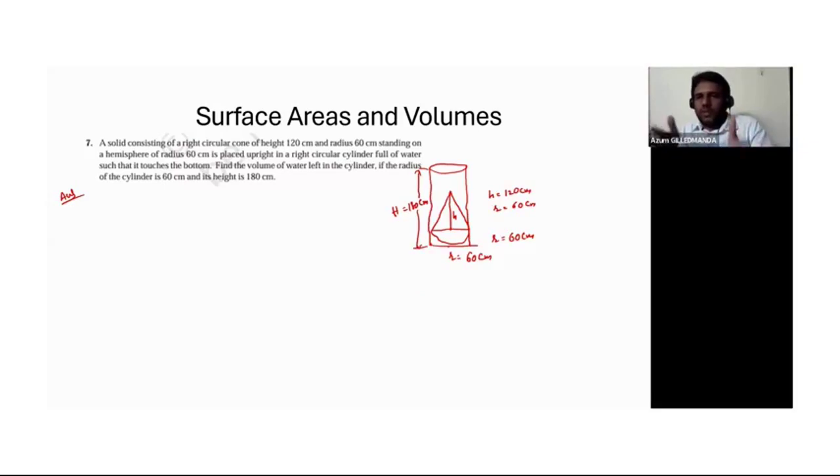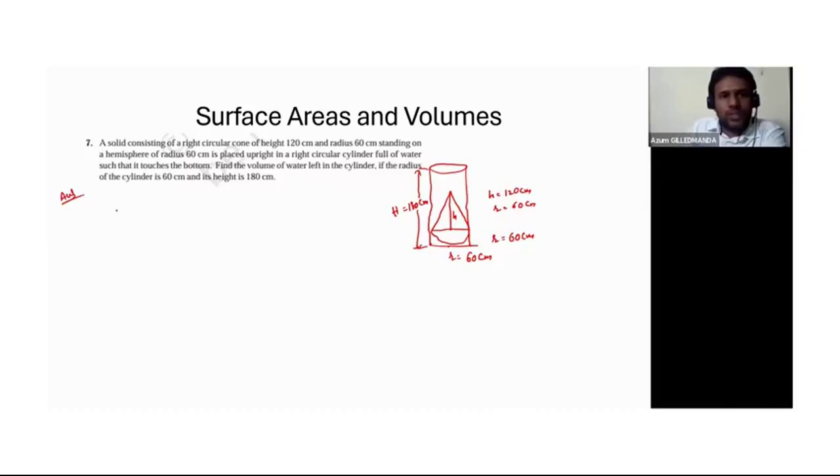So here there are basically two objects. One is a cylinder like a pipe, and in that cylinder this solid is put. Now, find the volume of water left in the cylinder. The cylinder is filled with water, and when you put this solid object in, whatever volume the solid has, that amount of water would have spilled out. So how much volume is remaining? The total cylindrical volume minus the volume of this solid.